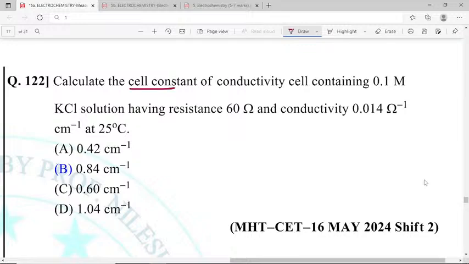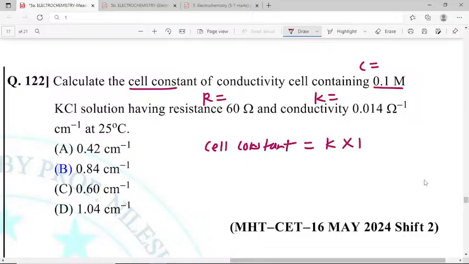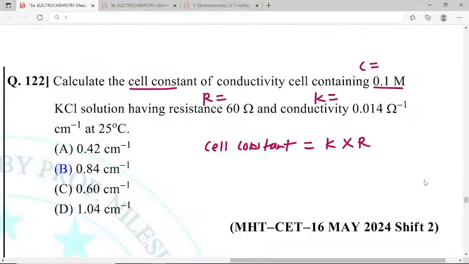Calculate the cell constant. Conductivity cell, concentration given, resistance also given, conductivity given. So calculate the cell constant. So cell constant is equal to K into R, conductivity into resistance. We'll get the answer 0.84.